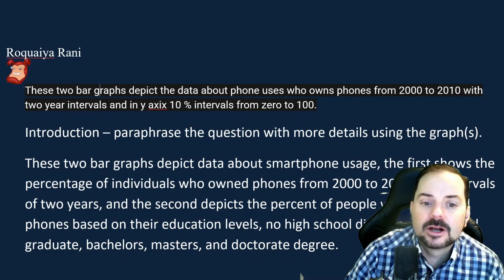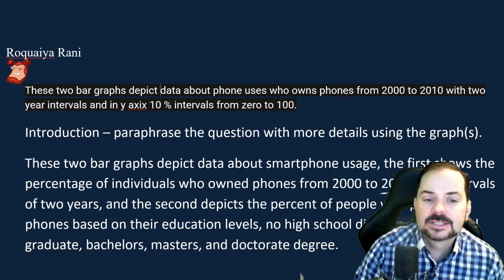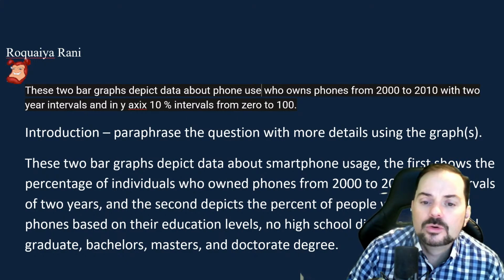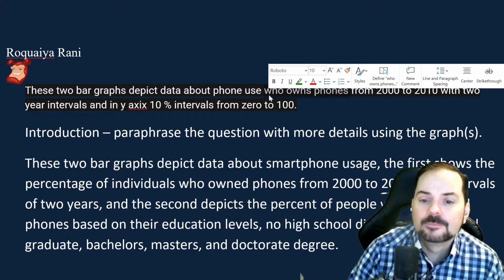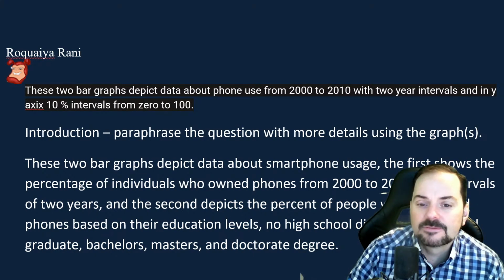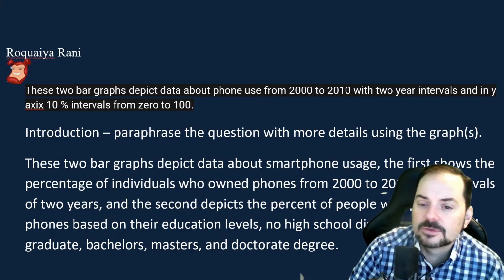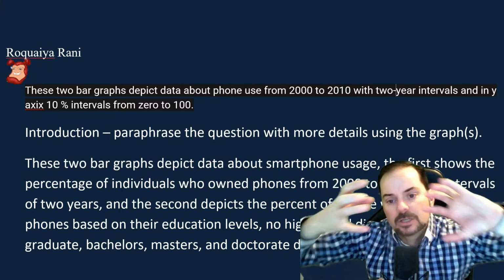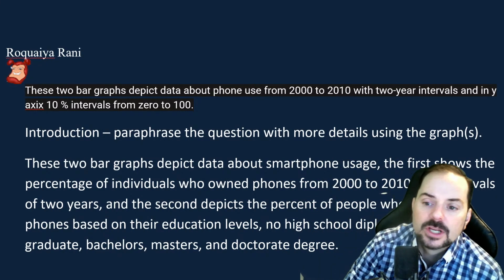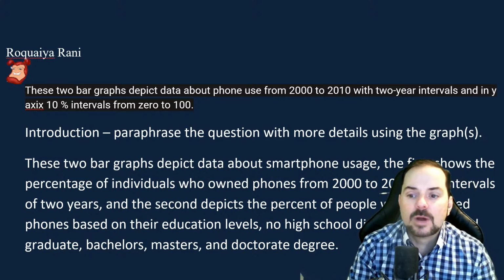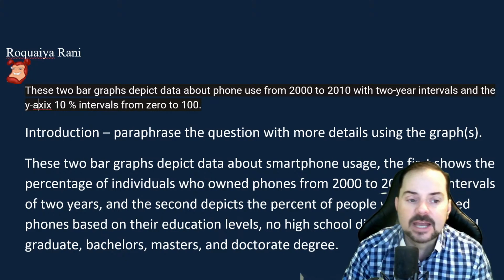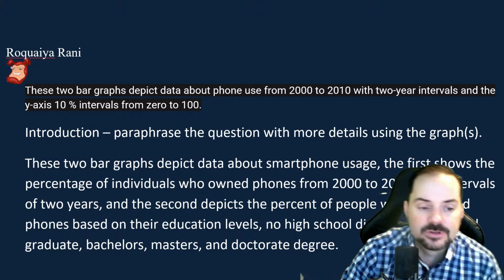depict data about phone use, who owns phones. That's incorrect grammar there. About phone use, that's enough there. From 2000 to 2010 with 2-year intervals. 2-year, when you're doing it like this, because it's an adjective, it's like a 2-year chunk, you need to hyphenate that, Rakwea. So 2-year intervals, and in y-axis and the y-axis. It's a unique y-axis. Axis is always hyphenated, and it's an S after the I.